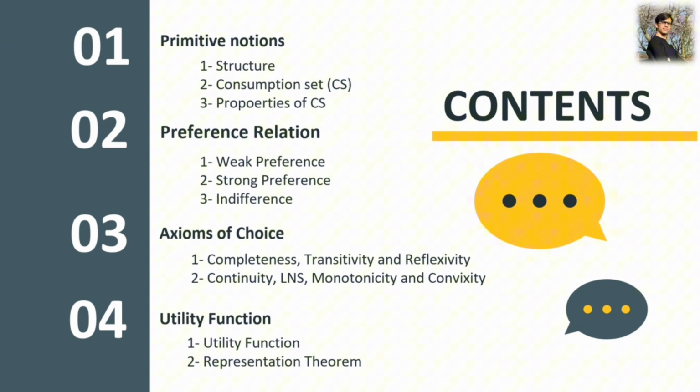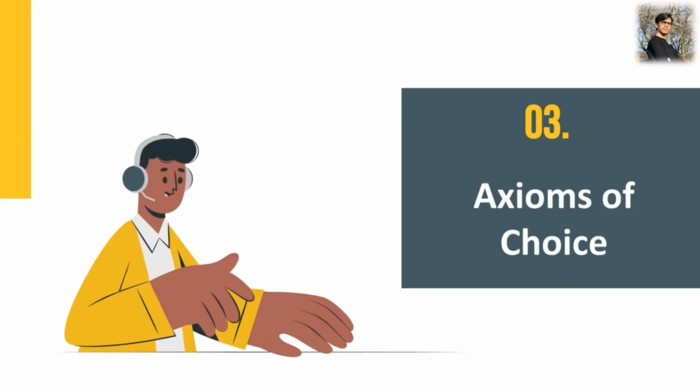But in this video, we will have a deep dive on the concepts of axioms of choice, which have two main categories. The first category is completeness, transitivity, and reflexivity, which are the axioms of rationality. And also we will talk about continuity, local non-satiation, monotonicity, and convexity, which are the other axioms of choice needed for the well-behaved preference relation or well-behaved utility function. So now let's go without wasting our time and cover the axioms of choice.